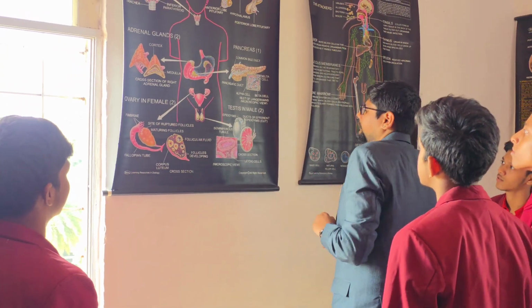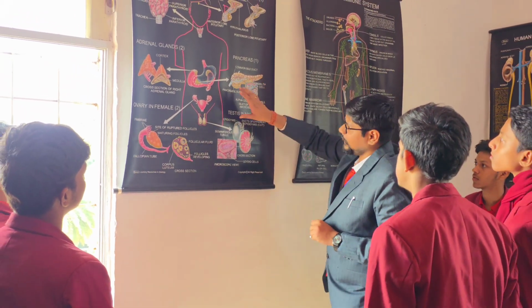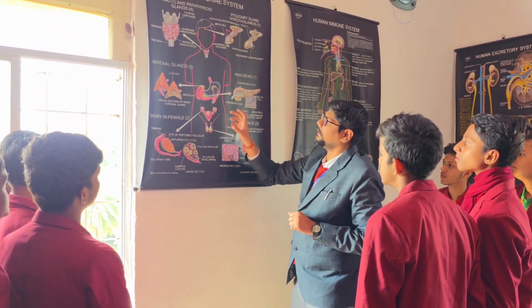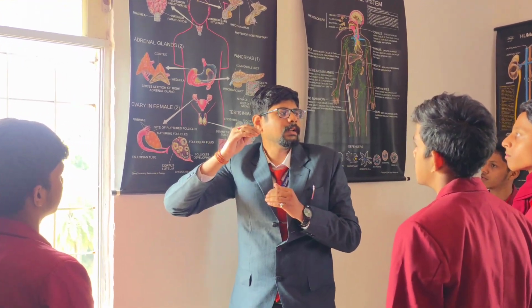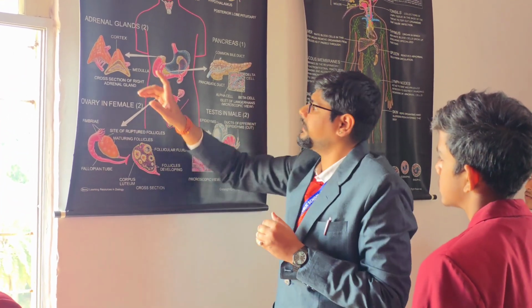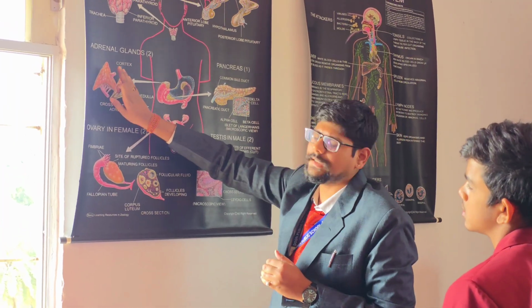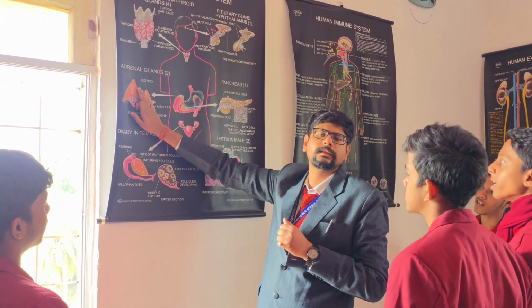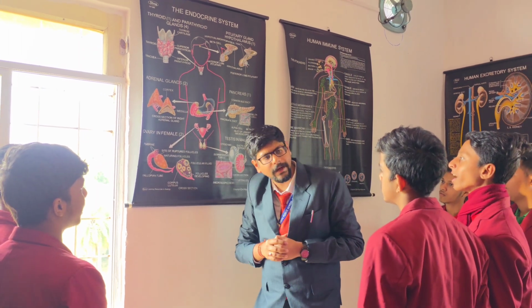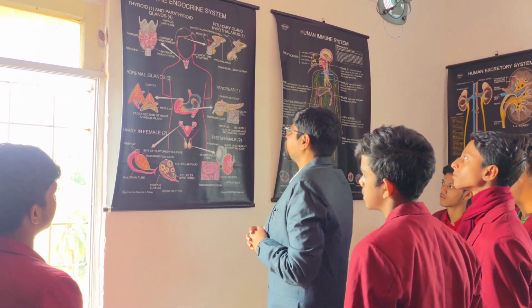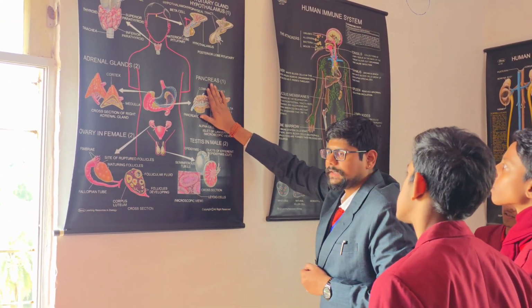Testosterone. Now, next part. In the kidney, there is a gland which is called the adrenal gland. It is present just above the kidney. Okay? And the adrenal gland is responsible for releasing adrenaline, which is also known as the fight and flight hormone.